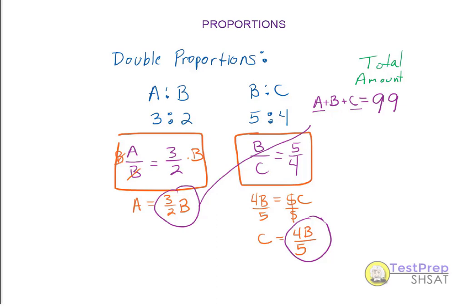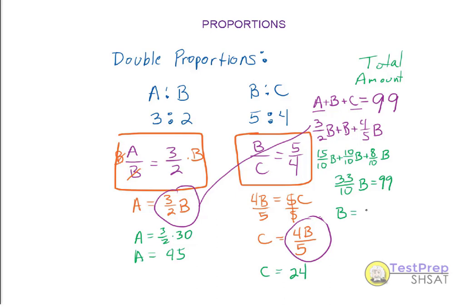Well, A, I solved in terms of B. C, I solved for in terms of B. I'm going to substitute those values back in. So A is really 3/2 B, and B, well, that's just B. And C is 4/5 B, so I'm going to substitute that in for C, 4/5 B. Now I can find a common denominator and combine like terms. B will equal, on the right side, 99 times 10 divided by 33, and I know 99 divided by 33 is just 3. So B equals 3 times 10, or 30. So if the question asks specifically how many B's are there, we know it's 30.